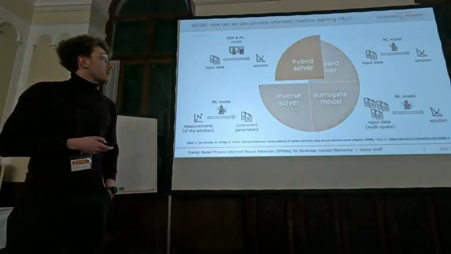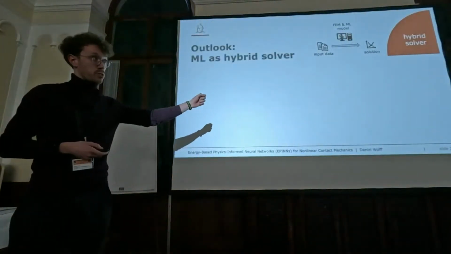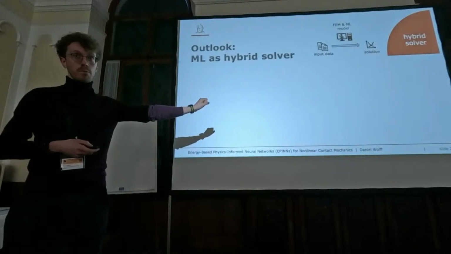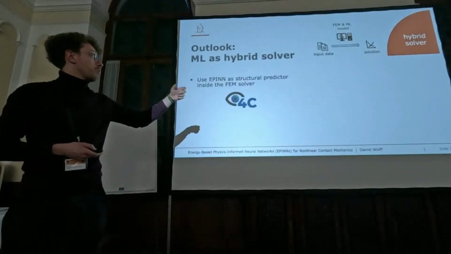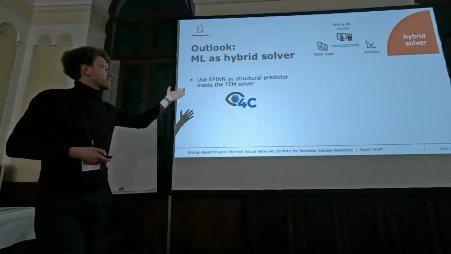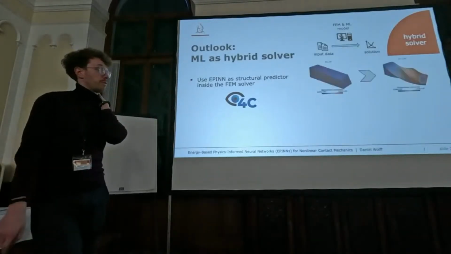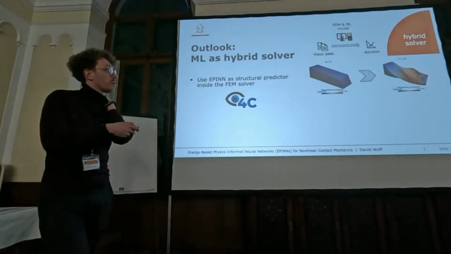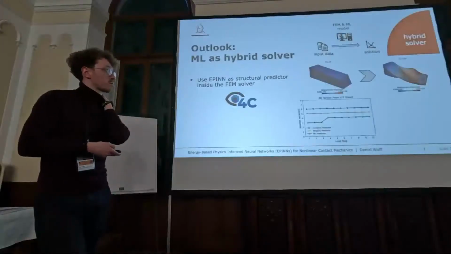And just as a last outlook, this is not where we want to stop. Now that we have a machine learning model, we want to actually do something with this. One idea is, for instance, to use such a trained energy PINN as a structural predictor inside the FEM solver. We've already tried this out, not for a contact problem, but for a simple structural problem.